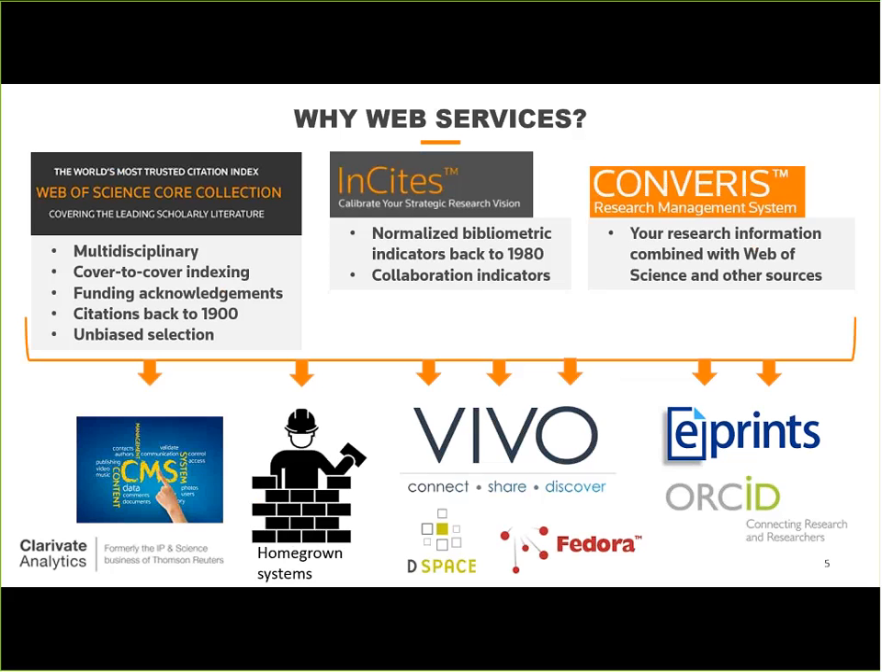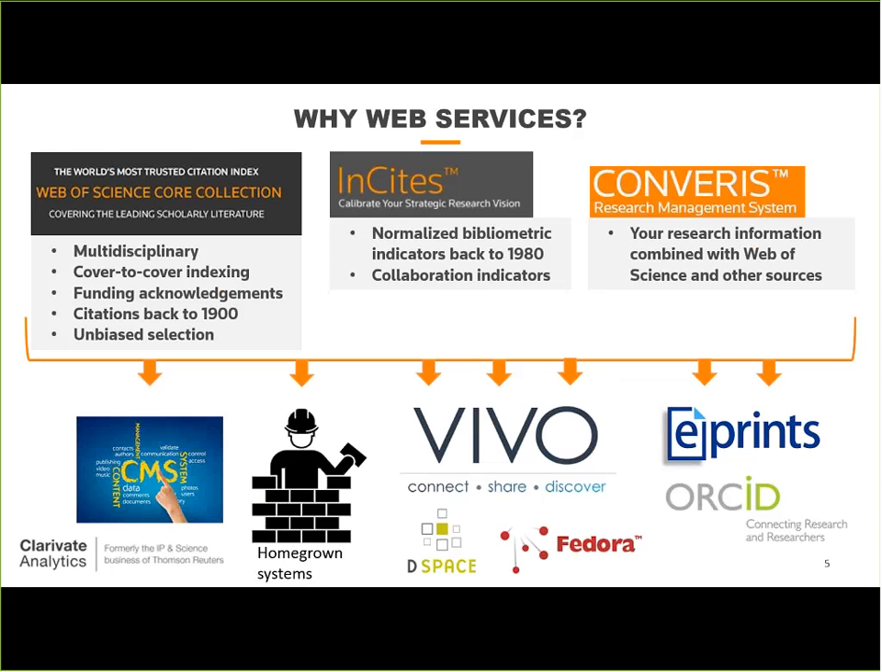To give you some examples, we're going to talk about the web services coming from Web of Science Core Collection. This is a multidisciplinary database. It has cover-to-cover indexing, funding acknowledgements, all the citations back to 1900, and an unbiased selection of journals, but also conference proceedings, books, etc. We're also going to talk about Insights data, which has normalized bibliometric indicators back to 1980, and some collaboration indicators, some open access indicators, and some other indicators that we'll see further ahead as well.